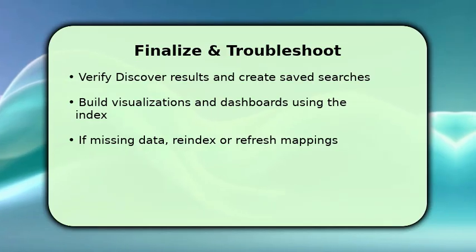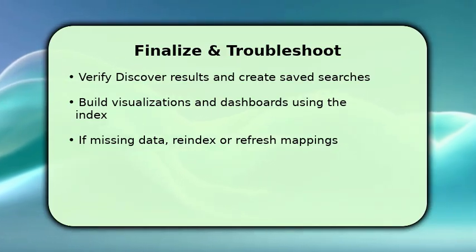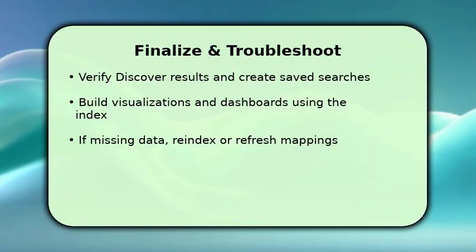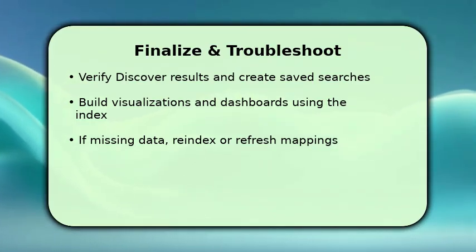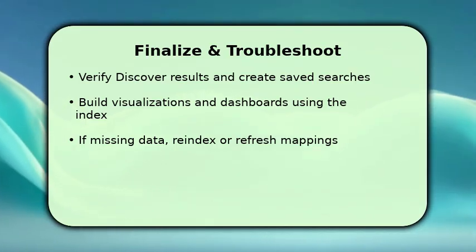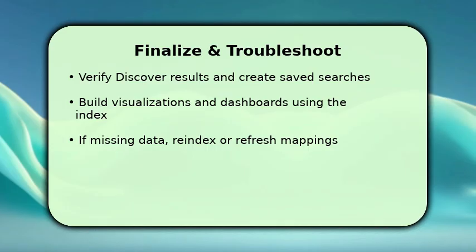Once done, add the index pattern to dashboards and set refresh intervals for near real-time data. If you see missing fields or incorrect types, reindex with corrected mappings or update runtime fields, then refresh the index pattern. One key troubleshooting tip: if Discover returns no documents, confirm index exists in Elasticsearch.